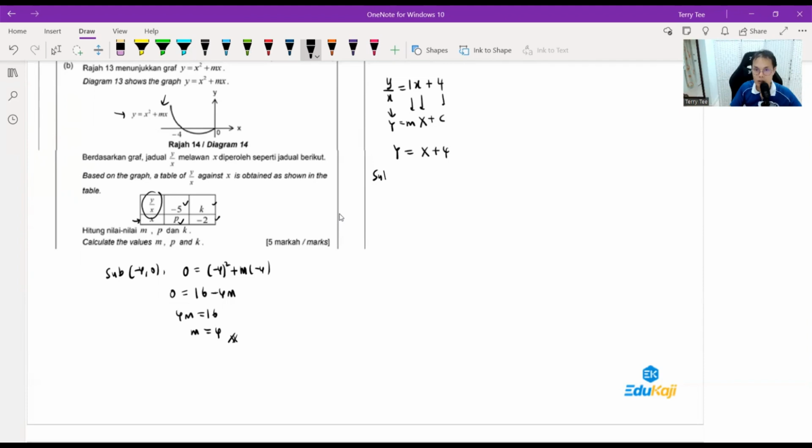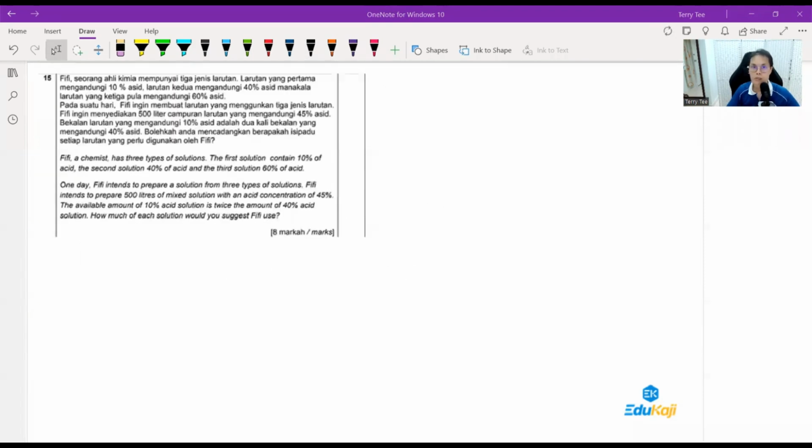So we need to sub in the coordinates one by one, starting with p. Your x is p, your y is -5. So we put -5 equals p plus 4. We find p is -9. Then we sub in the second point. The second point is -2, k. Your y is k, your x is -2. My k is 2. There you go. You got the values of m, p, and k.